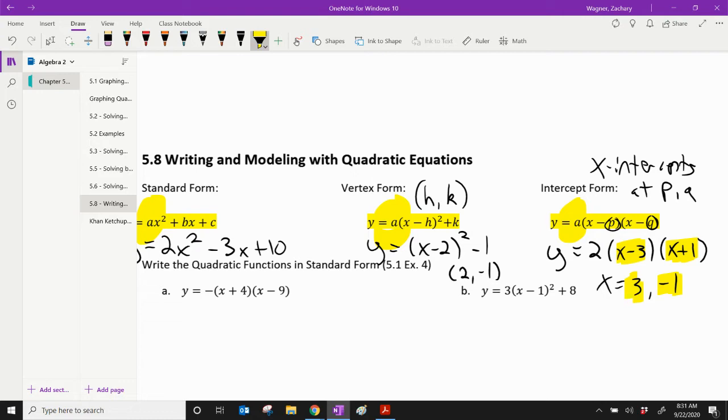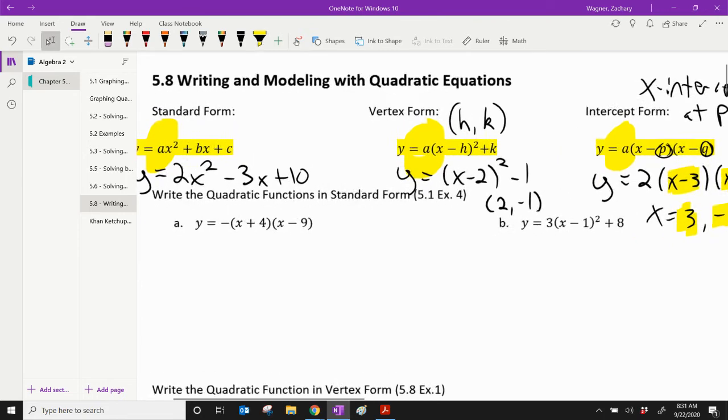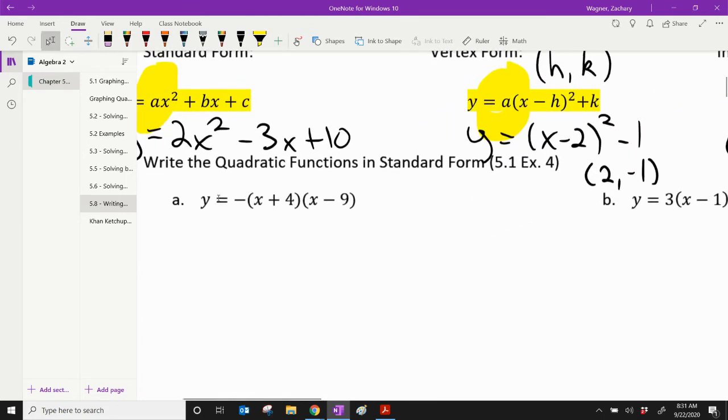Let's hop to it. So, some examples you'll be seeing. Write the quadratics in standard form. This right here is intercept form. My 2 intercepts are x equals negative 4 comma 9, if I were to graph that. It's concave down because my a value is negative 1. That's my a value right there. It's a frowning face quadratic with x-intercepts of negative 4 comma 9.